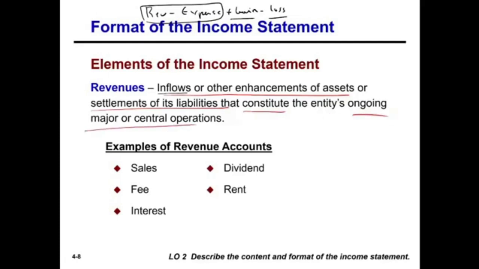Each company has a different source of revenue. For example, Apple sells phones and computers, so they're mostly in the sales business. Google's revenue is ad revenue. Any shop in the mall has sales revenue. A school has tuition revenue. Each business will have a different type of revenue, depending on what they do.